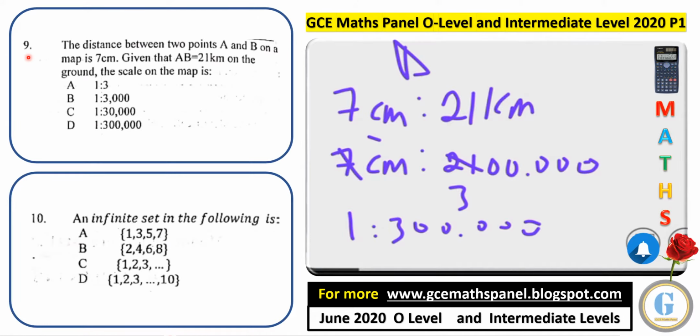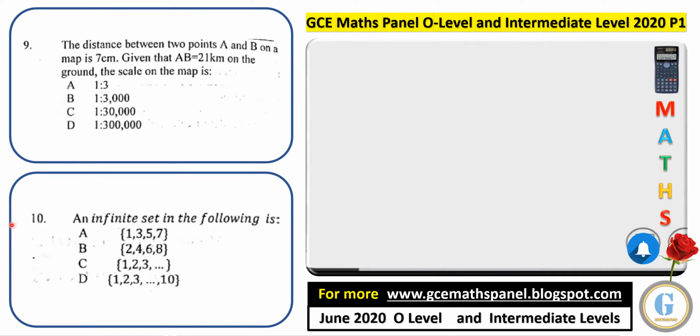Question 10. An infinite set in the following is, well, the only infinite set that we have here is the set C, because it has no end. An infinite set either has no beginning or has no end. So the only infinite set here is C for question number 10.